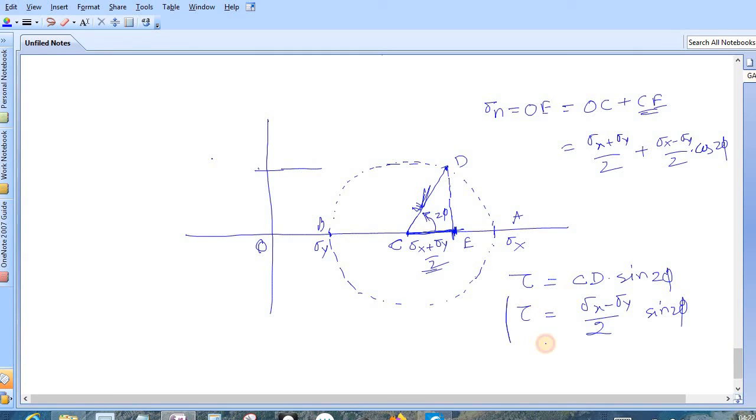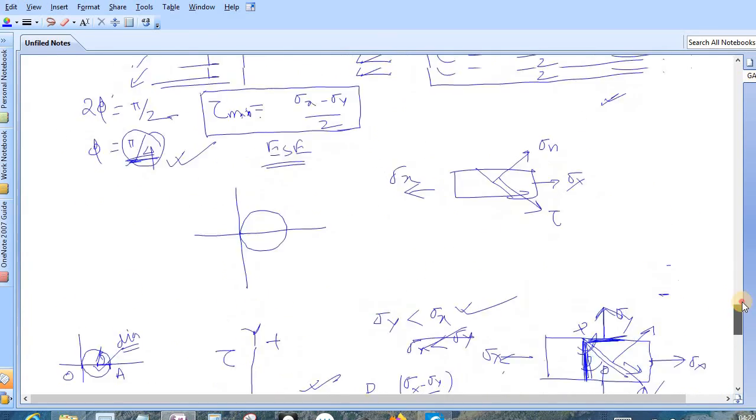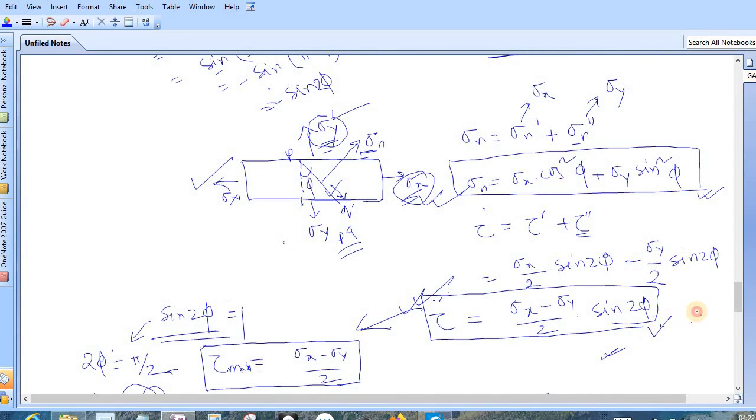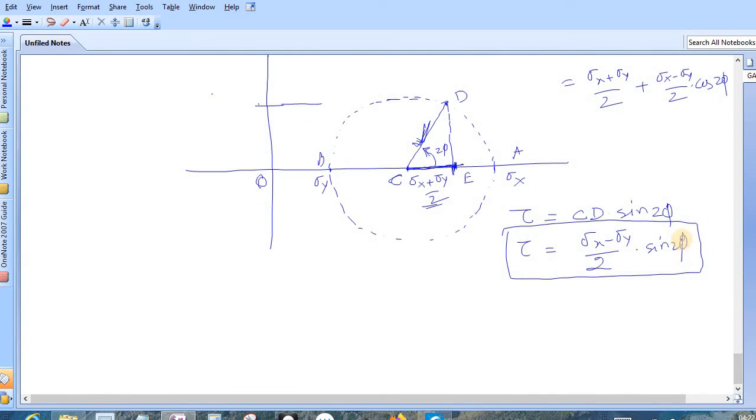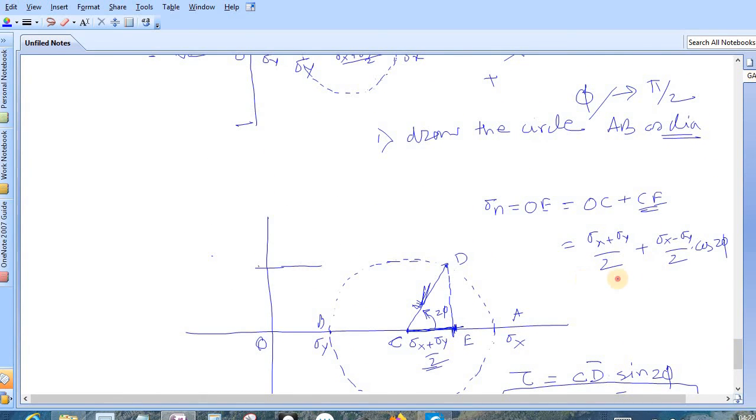So let's check with mathematical calculation. For tau, this is sigma x minus sigma y by 2 multiplied with sine 2 phi, and our mathematical formula says yes, this is correct. And what about the normal stress? Normal stress is denoted by sigma n, and it is expressed by this formula, where it is sigma x multiplied with cos square phi plus sigma y sine square phi. But here I think something else has come. So what is the result here? The result is this one. If you simplify this, this will come as the same formula.